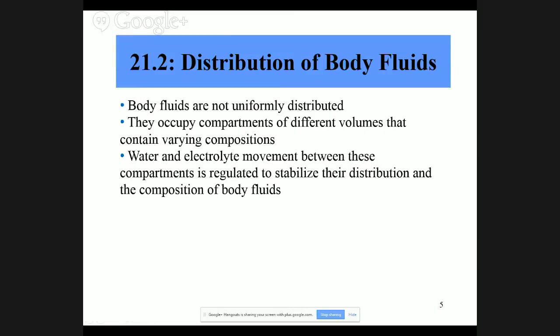Body fluids are not uniformly distributed. They occupy compartments of different volumes that contain varying compositions of electrolytes. Water and electrolyte movement between these compartments is regulated. That means that their distribution is stabilized and the composition of body fluids is maintained.